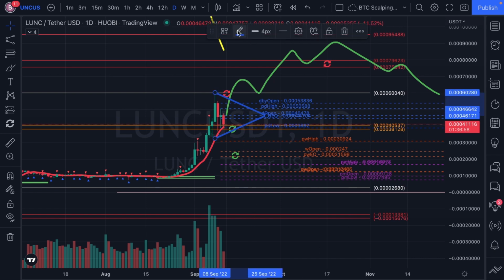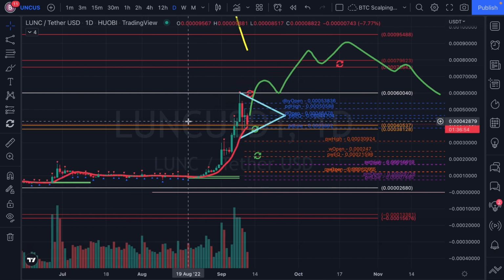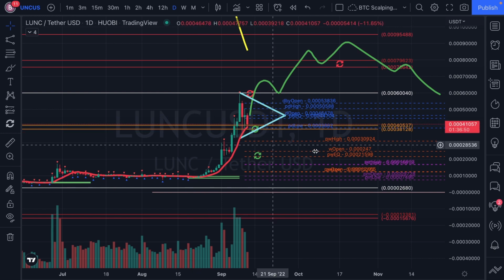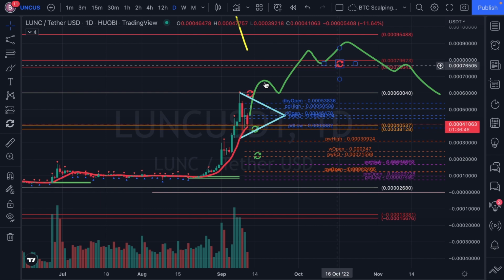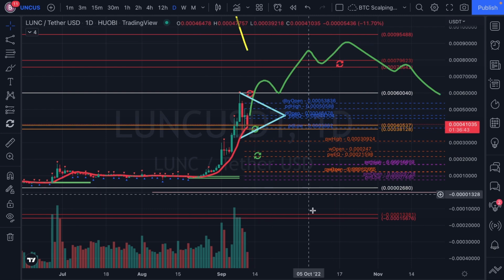When it finishes its consolidation, we'll have a better idea of where it wants to go. But if it comes down here, I'm looking to scoop it. This was already the long right now. And now we have to see if we can find that resistance at the 21 or not.